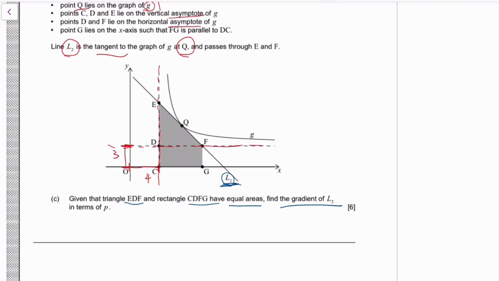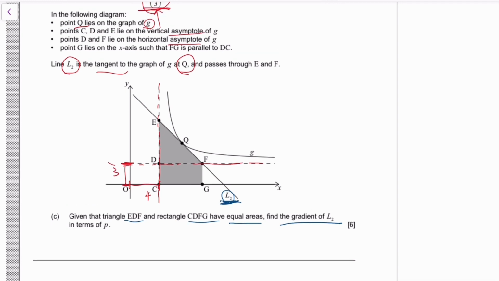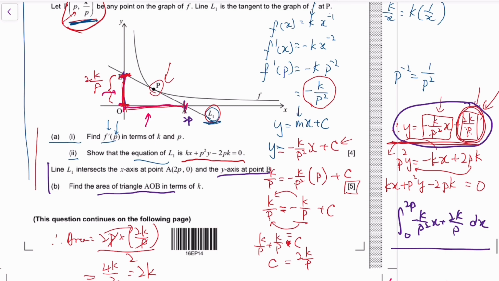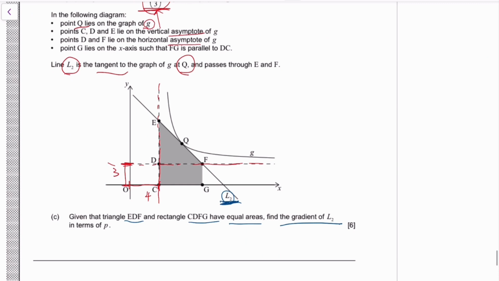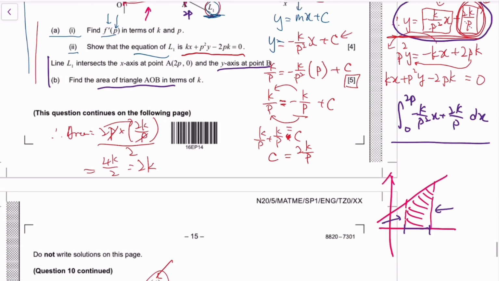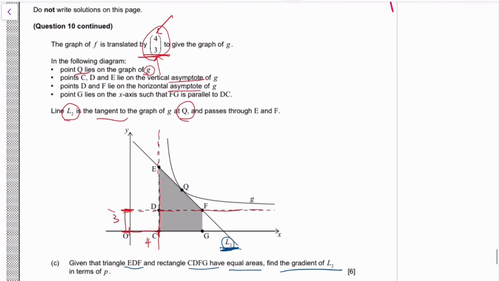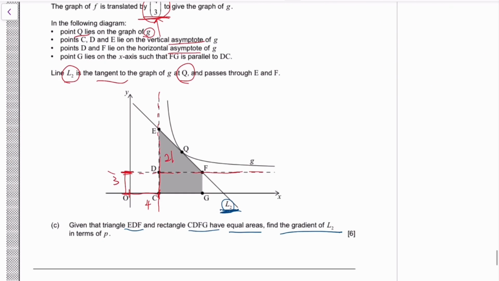But if you realize that this L2 line is basically this L1 line, then you realize that this triangle is basically this triangle. They even try to draw it in a different proportion to lie to us. And we found the area of that triangle is 2K. So what that means is this triangle also has area 2K. But the area of the rectangle is the same as the area of the triangle, so the area of the bottom rectangle is also 2K.